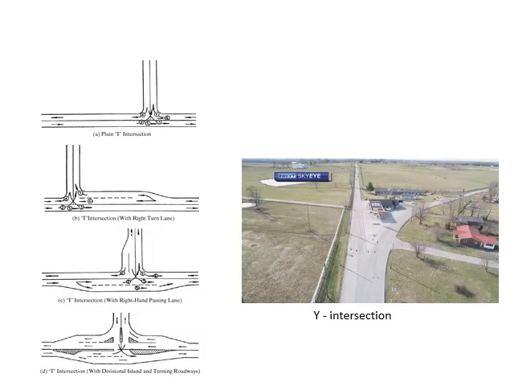So these are different examples for T intersections. The first one is a plain T intersection, so you can see it's two roads crossing, three leg. The second one is a T intersection with a right turn lane, so you can see there's a separate lane given for right turning here. And then this one is again a T intersection with a right hand passing lane.